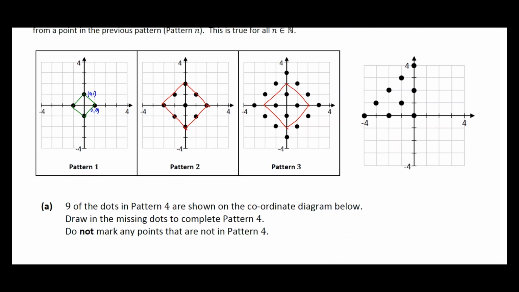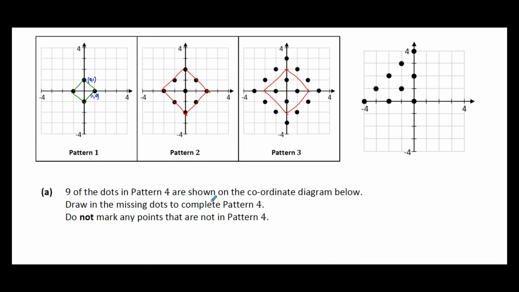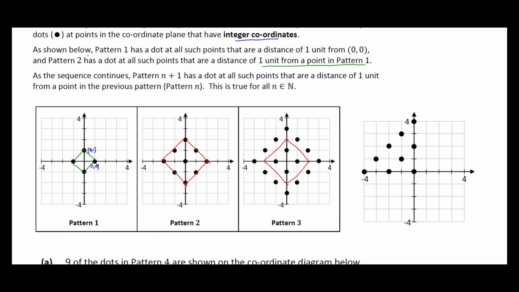So what do we have to do? 9 of the dots in pattern 4 are shown on the coordinate diagram below. Draw in the missing dots to complete pattern 4. So that's what we have to do. Do not mark any points that are not in pattern 4. So like we are saying, we are observing the fact, so let me just remove all of that.